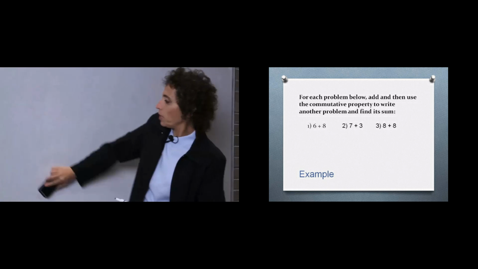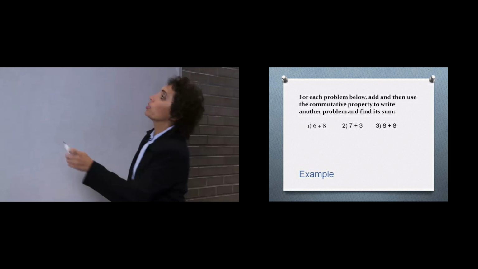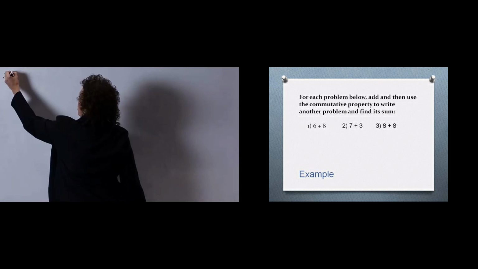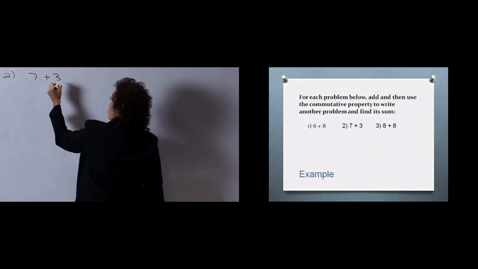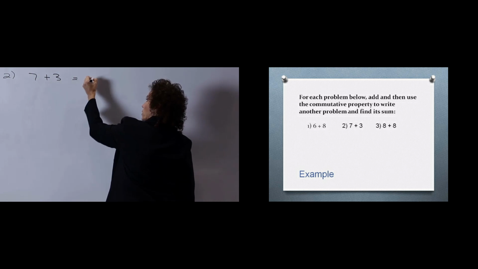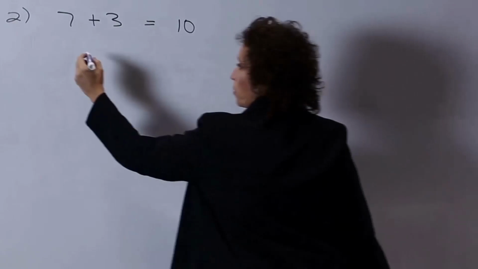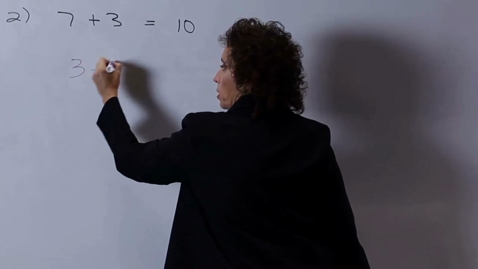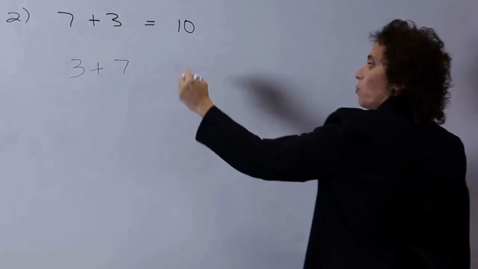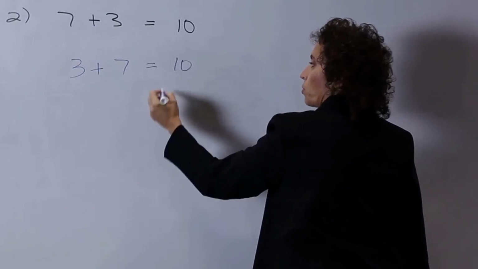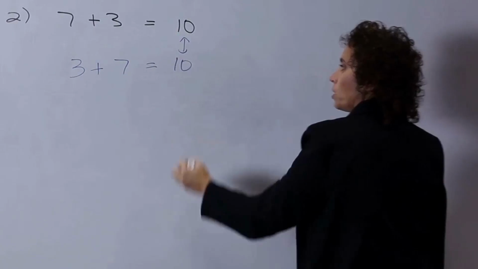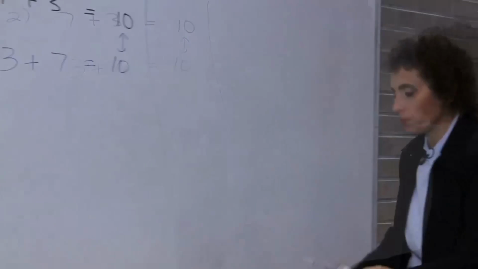Okay, let's see how you did with your two problems. So the next problem was 7 plus 3. First we have to find their sum, so we're adding them, and that's 10. Then we have to write a new problem using the commutative property, which would be 3 plus 7, because we have to change the order. We find their sum, and that's also equal to 10. And of course, that has to be true, because that's what the commutative property states.